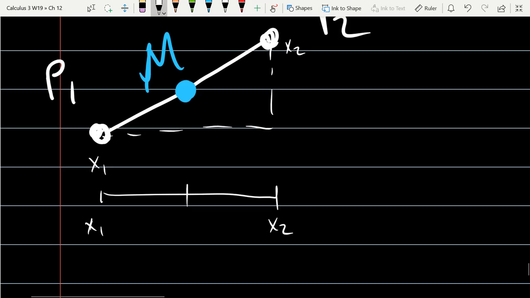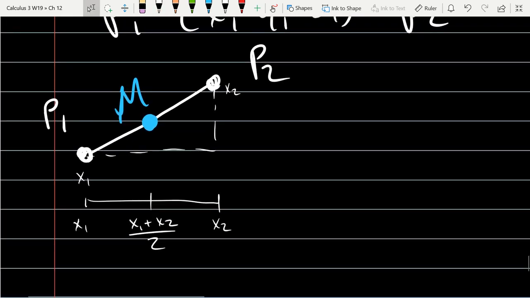So I could get the distance, cut it in half, add that half distance to x1, but that's a lot of work. So what we're going to do, average the 2 together. That gives us the halfway point between any two numbers. Positive, negative, doesn't matter. That'll give me the halfway point. We have to do that for every coordinate, the x, the y, and the z.